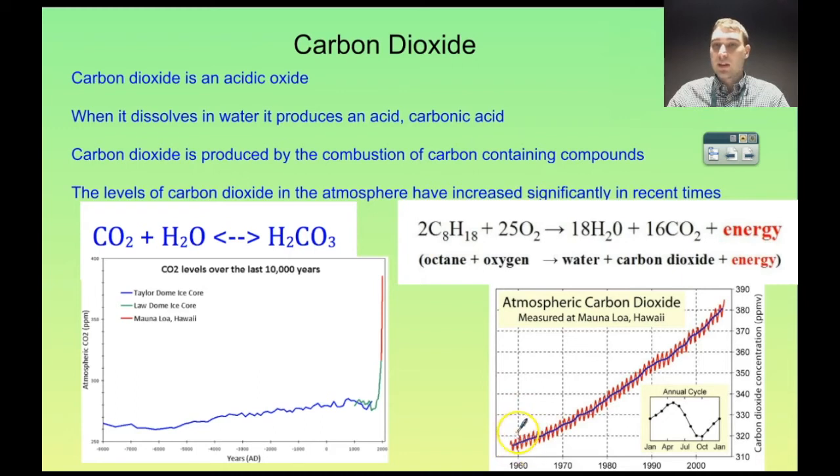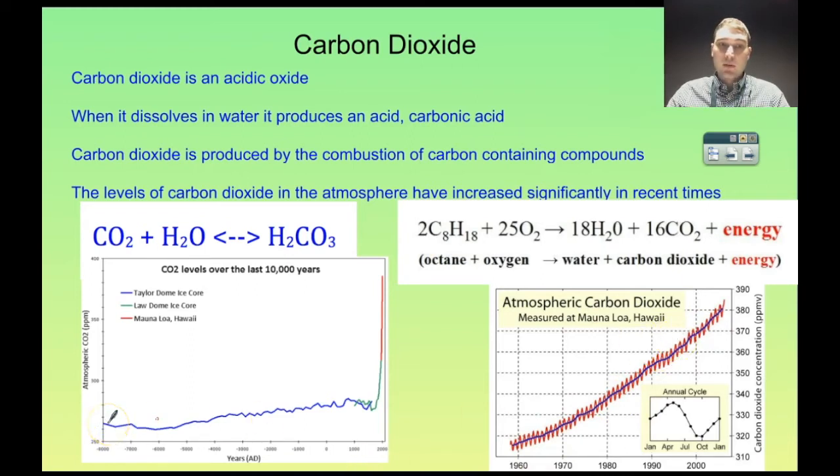It goes down in the northern hemisphere's summer because there's more light hitting the northern hemisphere and there's more trees in the northern hemisphere, so you get more photosynthesis happening. And it goes back up in the southern hemisphere's summer. There are fewer trees in the southern hemisphere, so we don't get as much carbon dioxide being absorbed. But the overall trend you can see is upwards over the last 40 years or so.